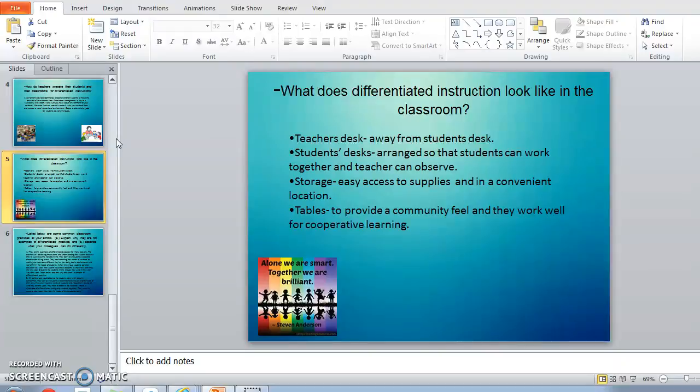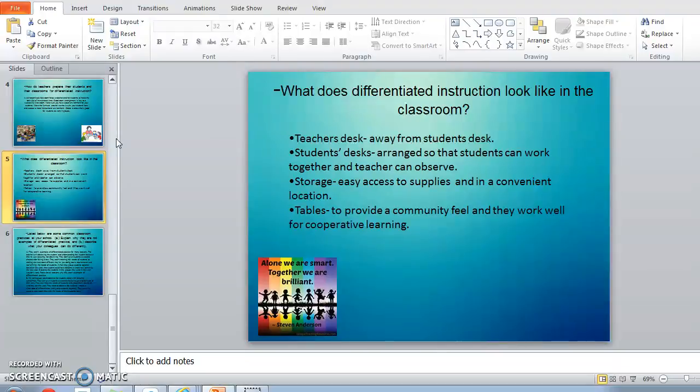You would move the tables to provide a safe community feel, and they will work together to cooperate with one another. And then you would have the students' desks arranged so that the students can work together and the teacher can observe them from that area.